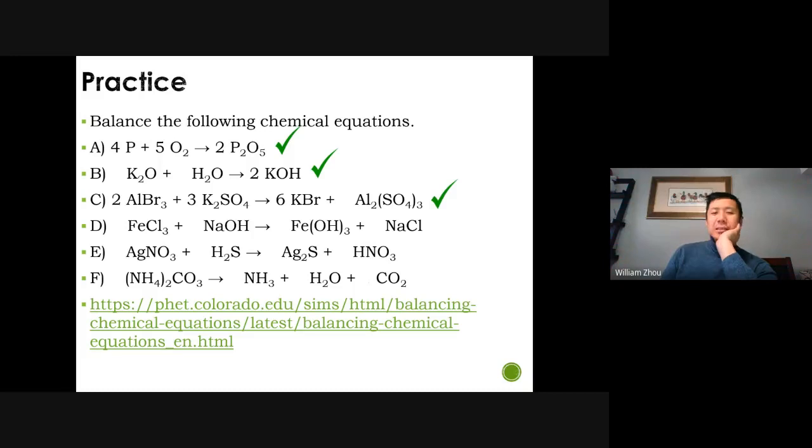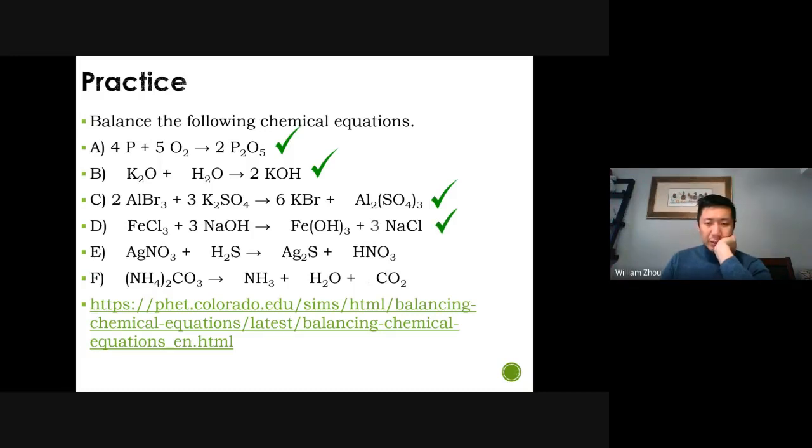Okay, D is the same idea as C. D, I look at the polyatomic ion, the hydroxide. I got 3 of them on the right side. I got 1 on the left side. I slap a number 3 on there so that I have the same number of hydroxides.